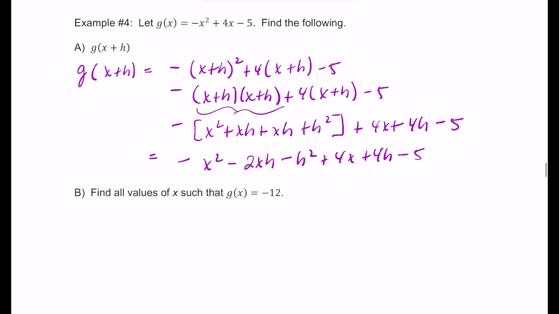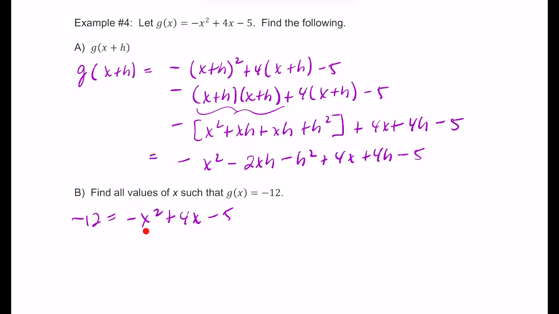Okay, so let's look at B here. Find all values of x such that g of x equals negative 12. So this time I'm taking g of x and I'm replacing it with negative 12. So I would have negative 12 equals negative x squared plus 4x minus 5.